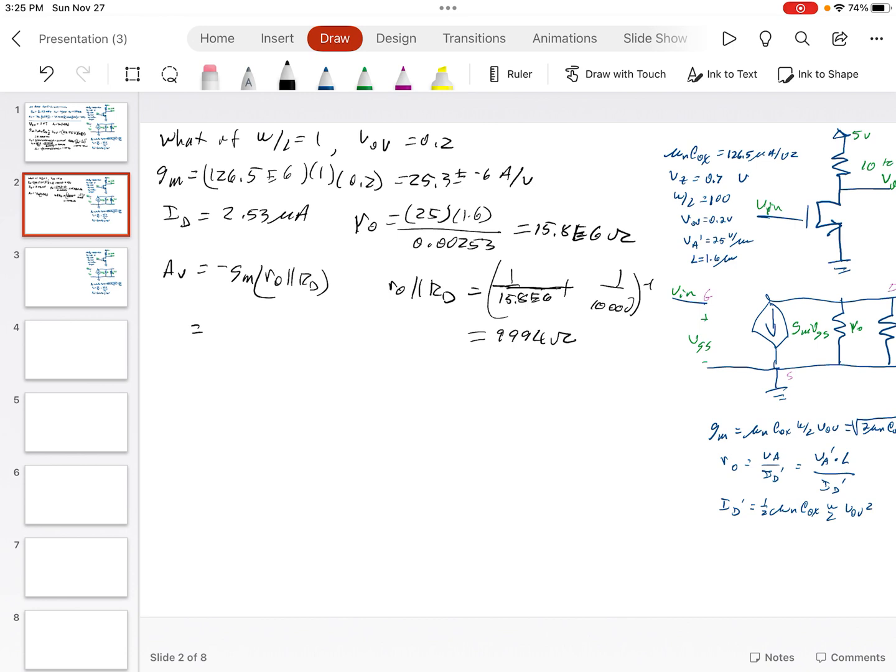And so now we get a gain of minus GM, so minus 0.0253 times 99.94. And we get a big gain of 252.